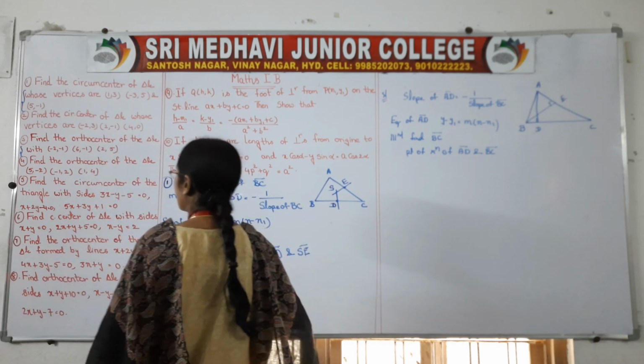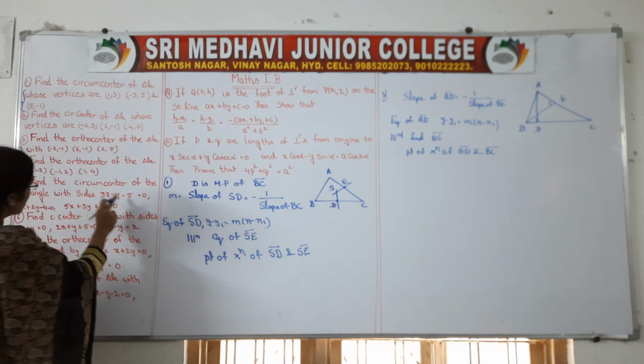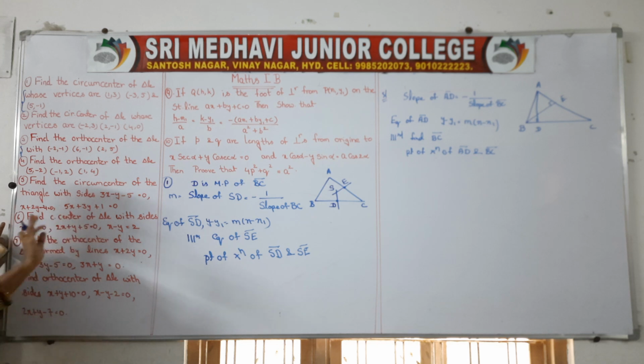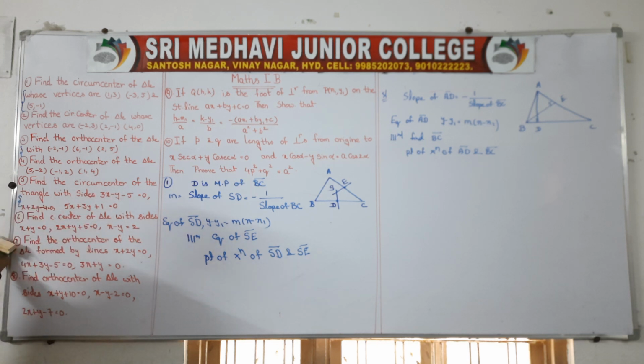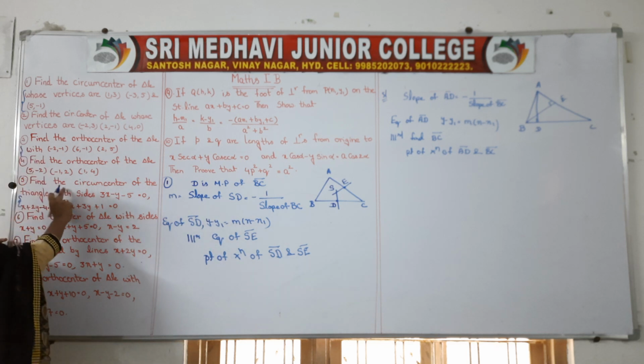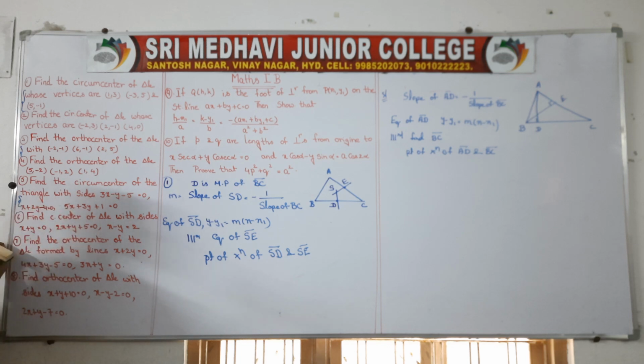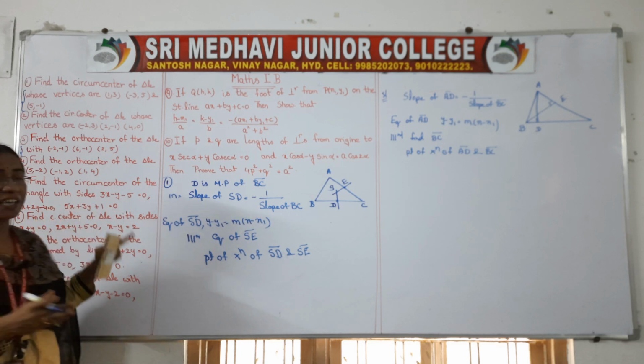Right, now come to the fifth question. Observe, your fifth and sixth are of the same type. What is that? Find the circumcenter of the triangle with the given sides. Three sides are given to you.